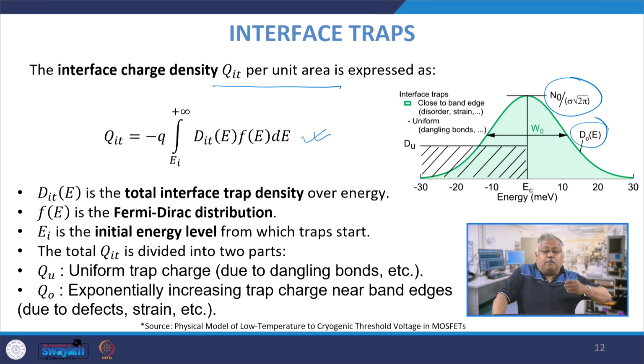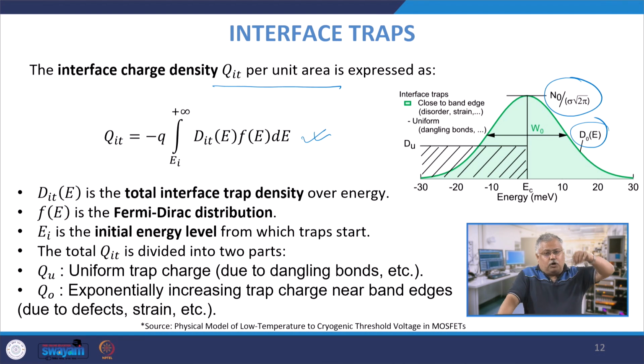So, you see most of the interface trap charges are somewhere around E_C, and if you integrate properly, as you move away and energy becomes very high or low, the effective amount of interface trap charges reduces. So, most of the interface trap charges are very critically near that particular point. The interface trap charges are divided into two parts. We have uniform trap charges and we have an exponentially increasing trap charge per unit area near the band edge.